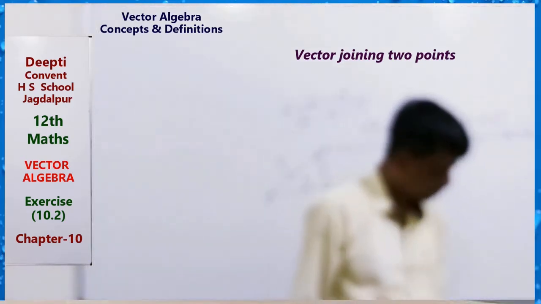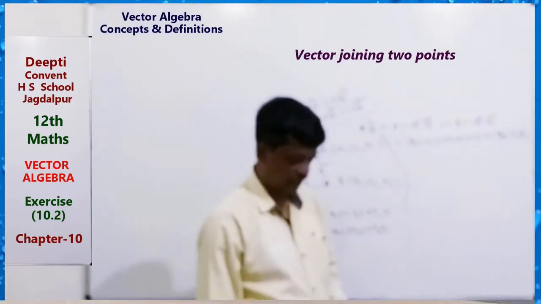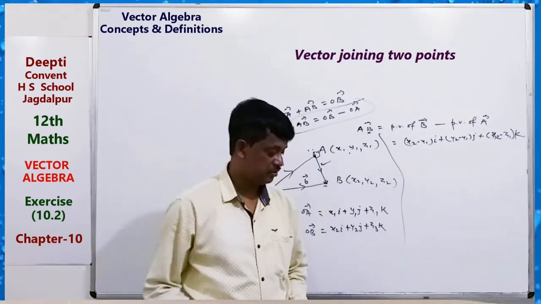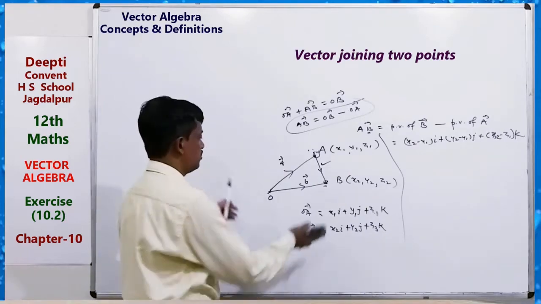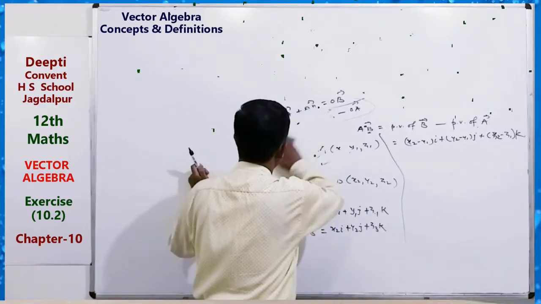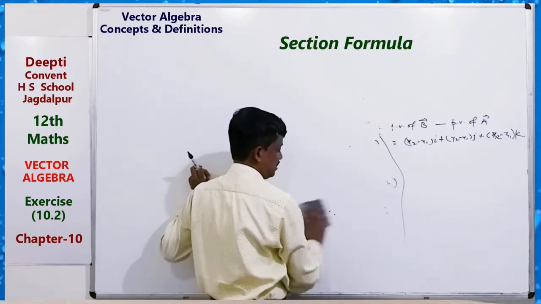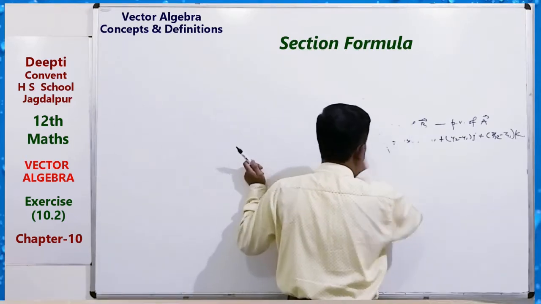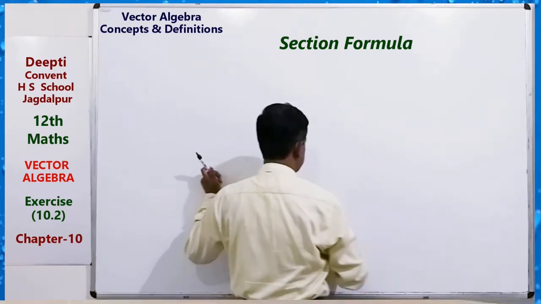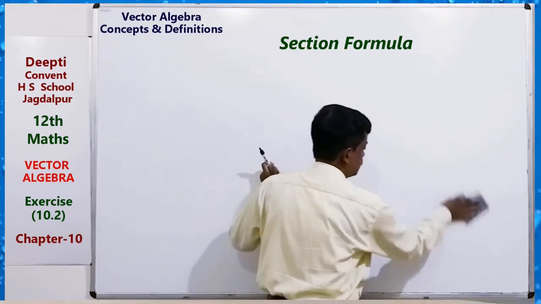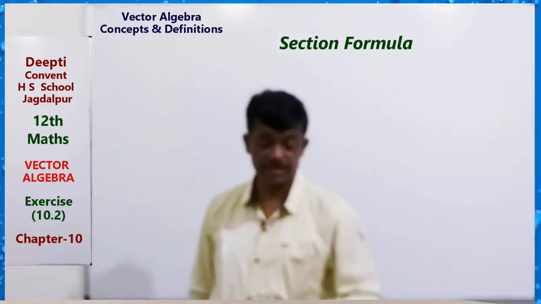So by using this, we can find a vector joining two points. Clear? Now, the section formula. We have already seen the section formula in two-dimensional geometry in the previous class. In three-dimensional geometry also, there is a formula for dividing in the ratio m:n.